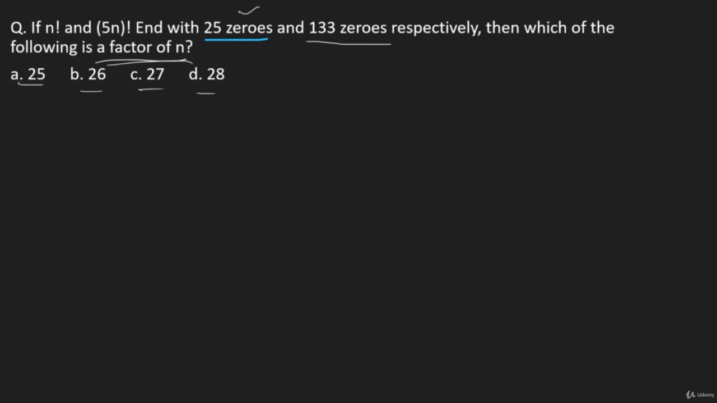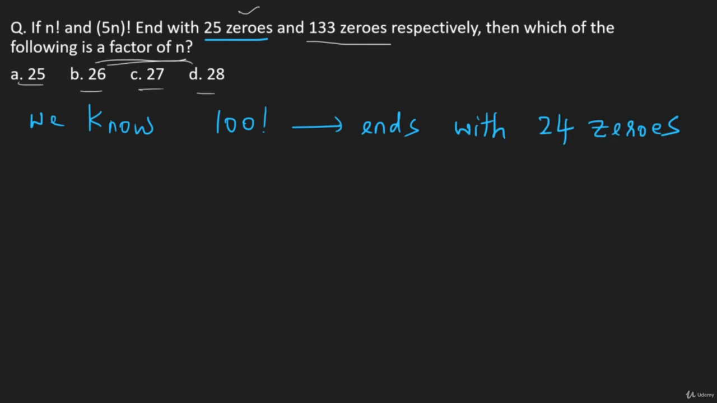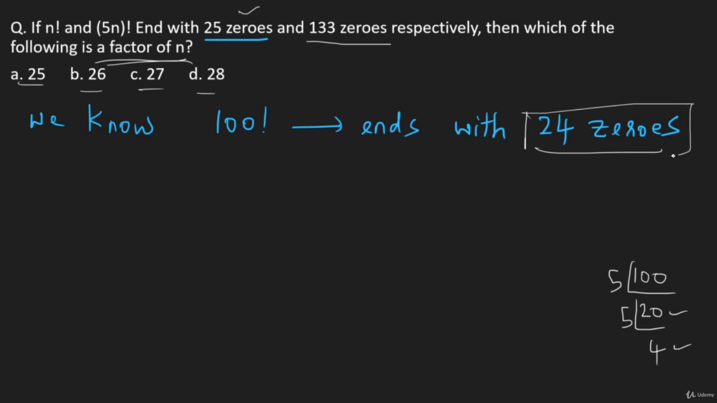Now, we know that 100 factorial ends with 24 zeros, right? We have seen that already. So the number of zeros depends on the number of 5s that you can take out. The highest power of 5 in 100 factorial can be found like this. 100 by 5 gives you 20, 20 by 5 gives you 4, and you cannot go any further. So 20 plus 4 is 24. That's why 100 factorial will end with 24 zeros.